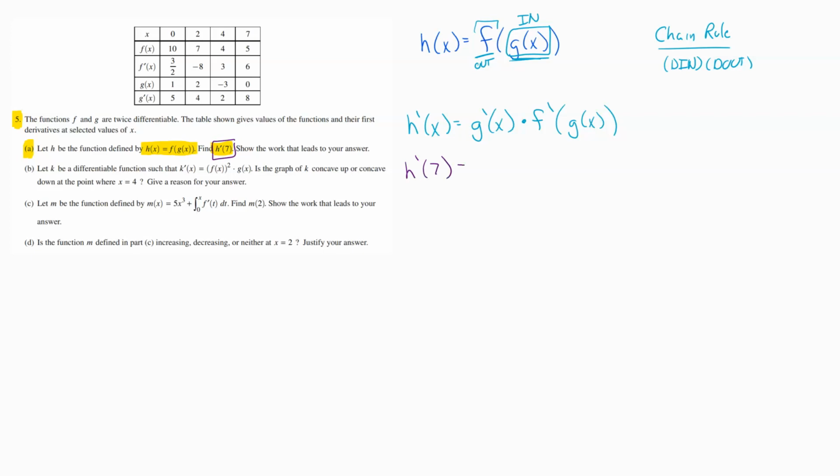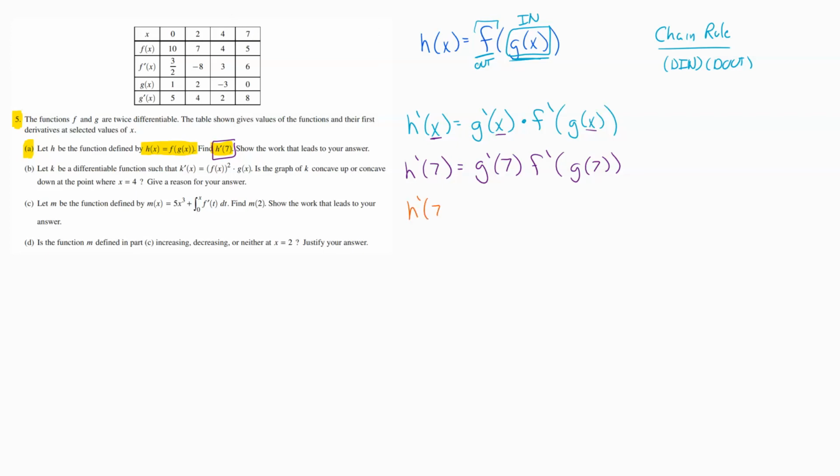So there's our derivative, and once we have that, now they just want specifically what's happening at h prime of 7. So h prime of 7 would equal g prime of 7. Everywhere I see an x inside here, I'm just going to replace that x with a 7. And then times f prime of g of 7.